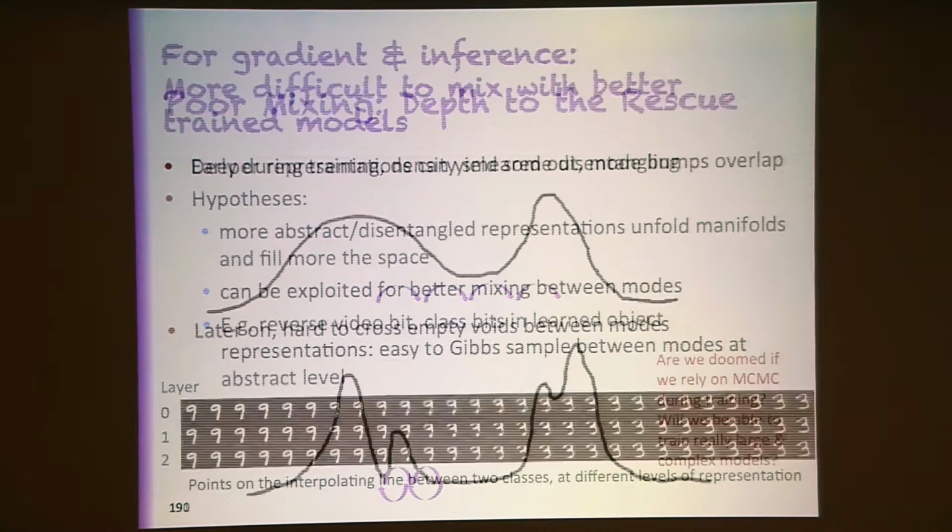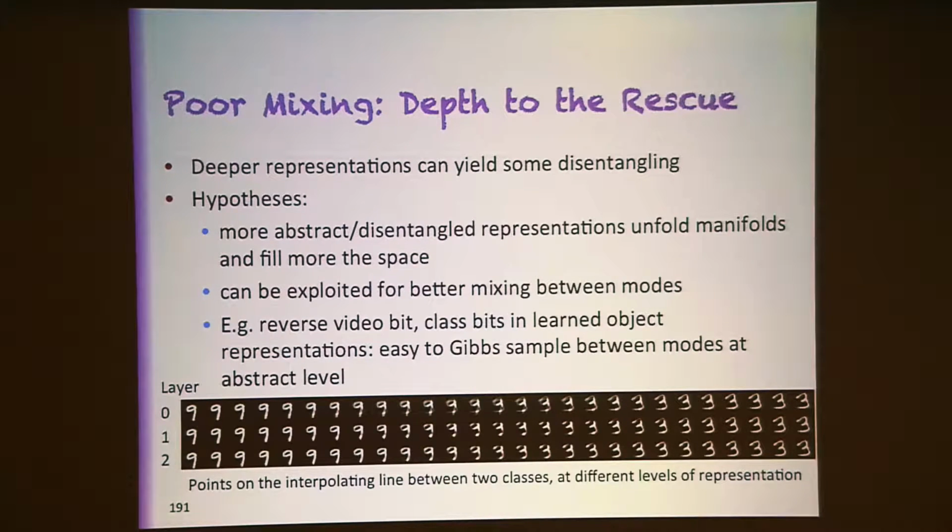So here's maybe something that could help us. Depth. Turns out, at least according to my intuition and some experiments we ran, that if you have deeper models, mixing becomes much easier. The intuition comes from the hypothesis that deeper representations allow you to better disentangle the underlying factors of variation. Of course, as I said at the beginning of my lectures, this is what we would like. But if it did happen, at least to some degree, it would make sampling much easier. I'm going to explain why.